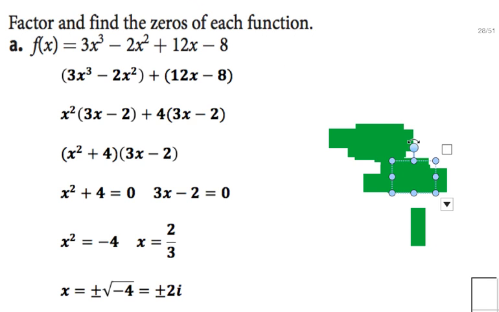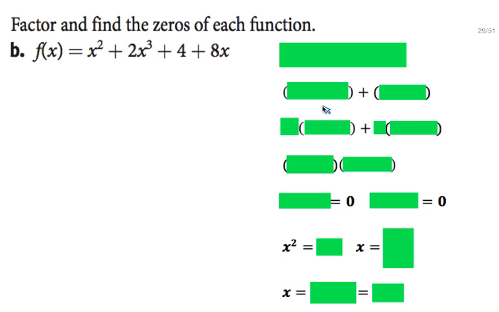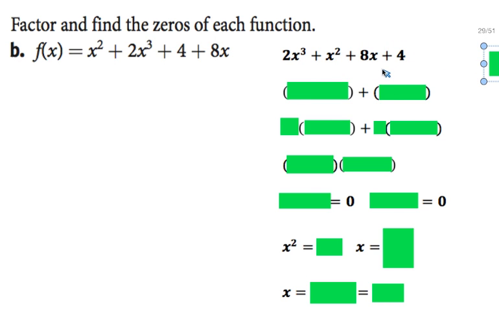Okay. Let's look at another example where we're grouping. Now notice that your exponents are not put in the correct order, or your variables are not in the correct order. It should be 2x to the third first, then x squared, then 8x, and then 4 at the very end. So make sure you put them in the right order and go ahead and group them. And again, you'll see that this grouping is very similar to the last one, where we take the first two terms and the last two terms.